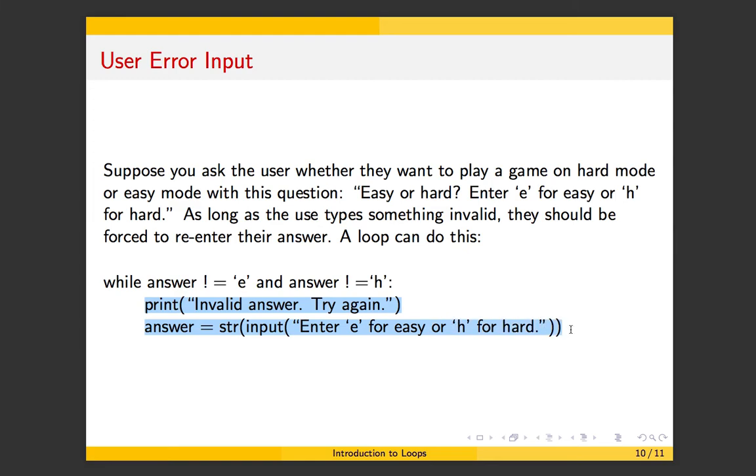Suppose they type a T again. Again, Python checks. Oh, that's still bad. That's still wrong. So it'll force them to do it again. So loops will show up all the time in code that grabs information from people like this, easy or hard, 1 or 2, whatever. And they'll show up to make sure that the user enters something valid. So you can just keep prompting them for correct, valid answers as long as they keep typing something invalid.